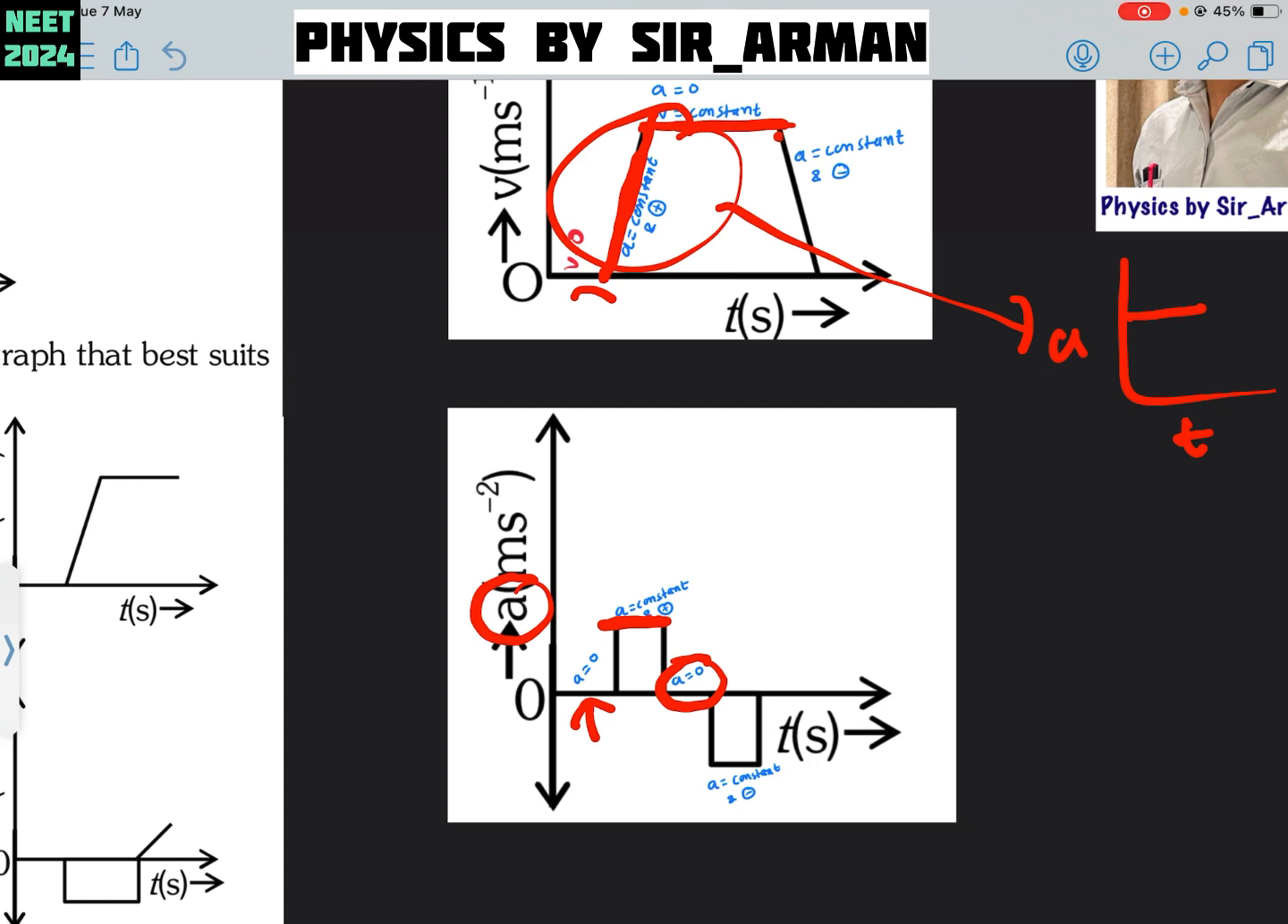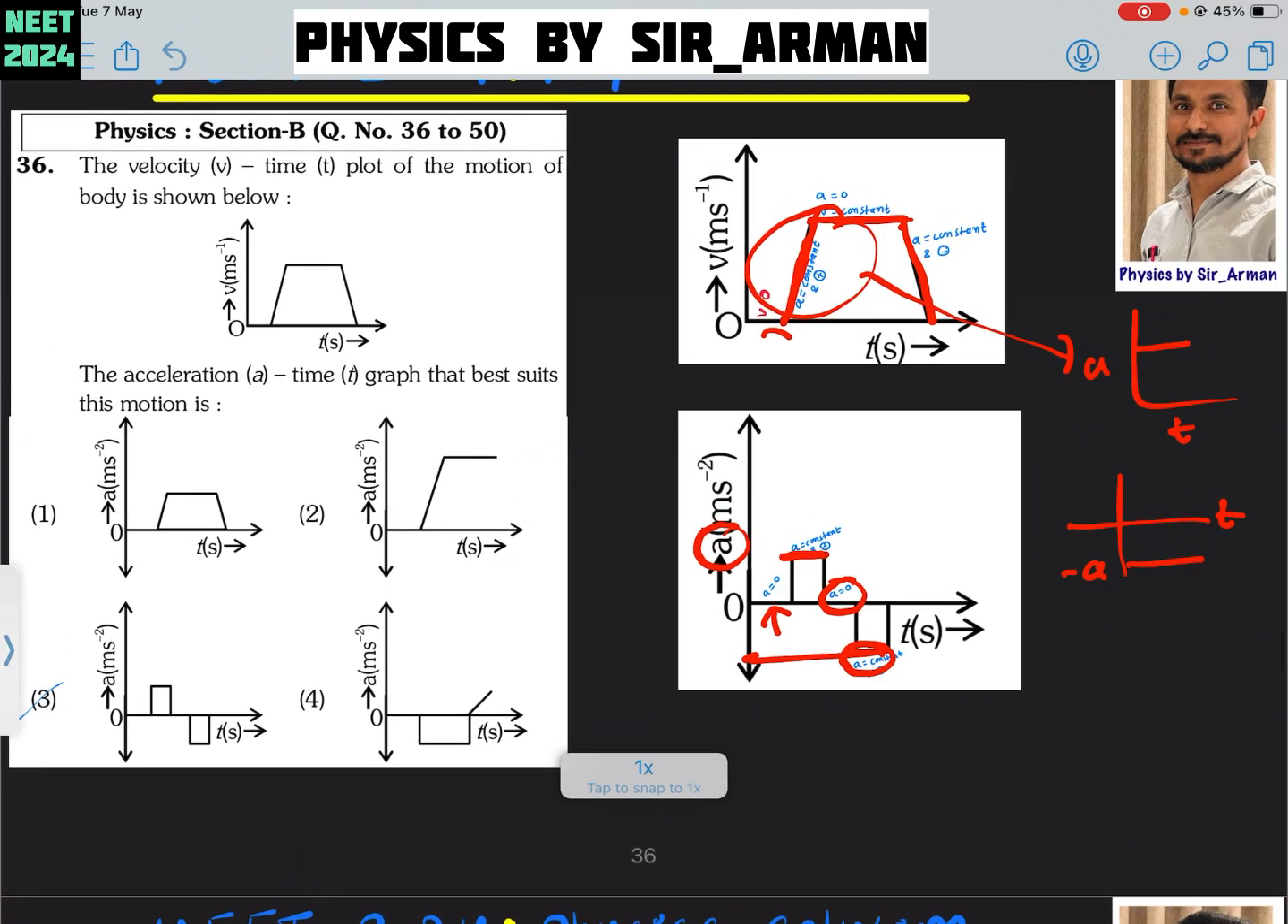Now again the speed decreases at a uniform rate, so acceleration is negative. Here you can see the acceleration is negative and constant. So negative acceleration and constant. For that part in the A versus T graph it is represented like this. Acceleration is constant and it is negative. So the correct graph, or the correct option, is option number 3.